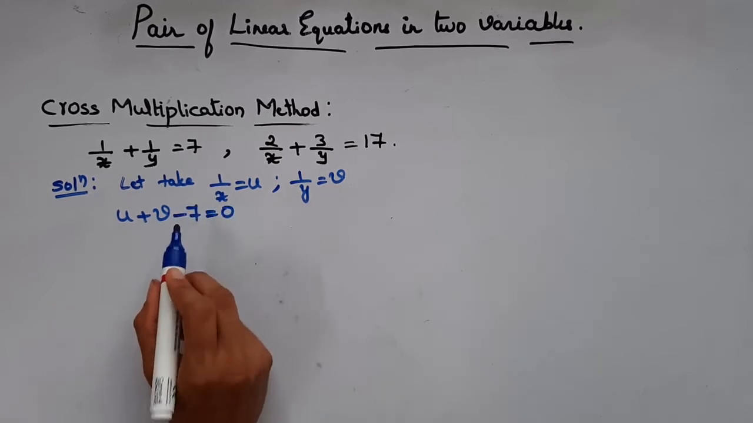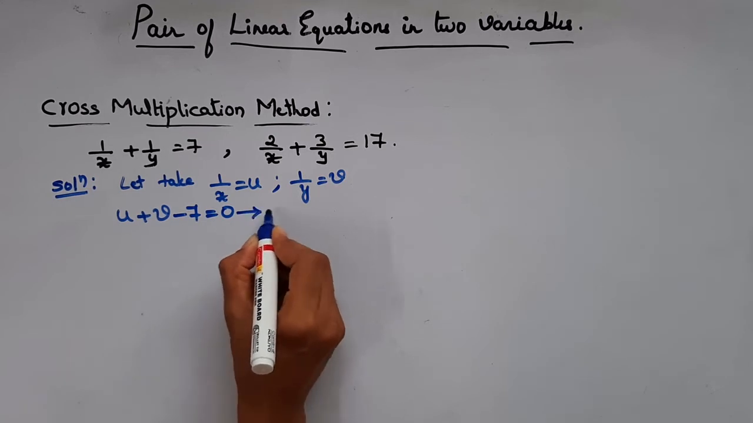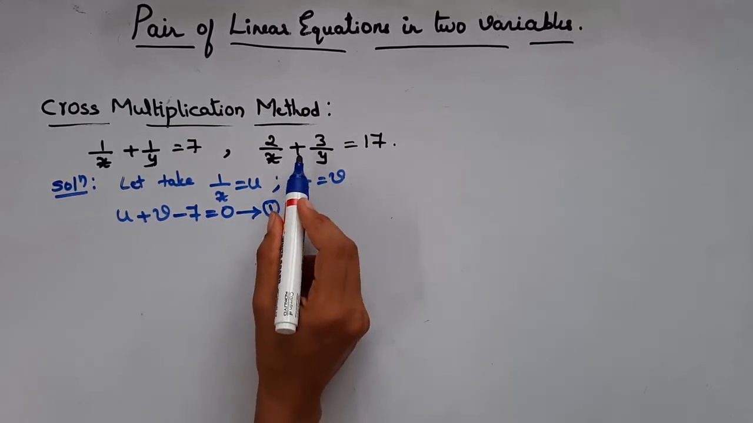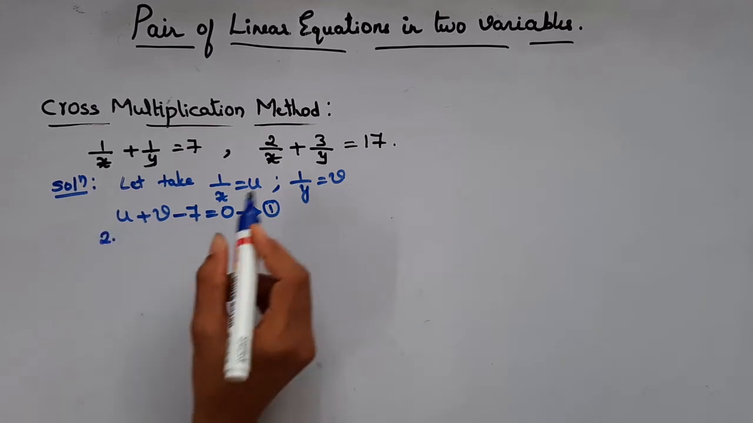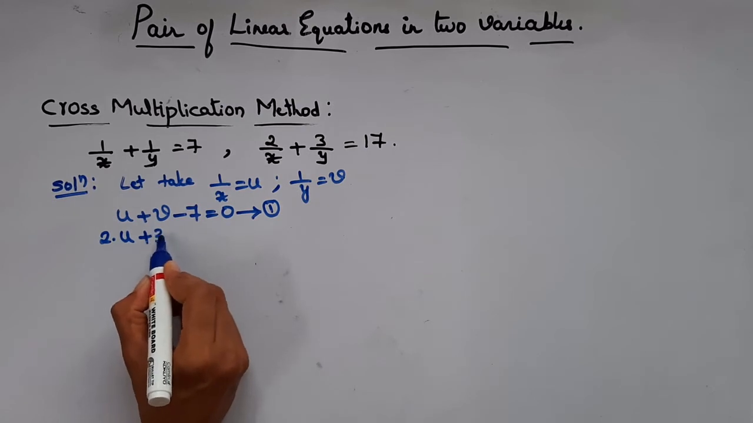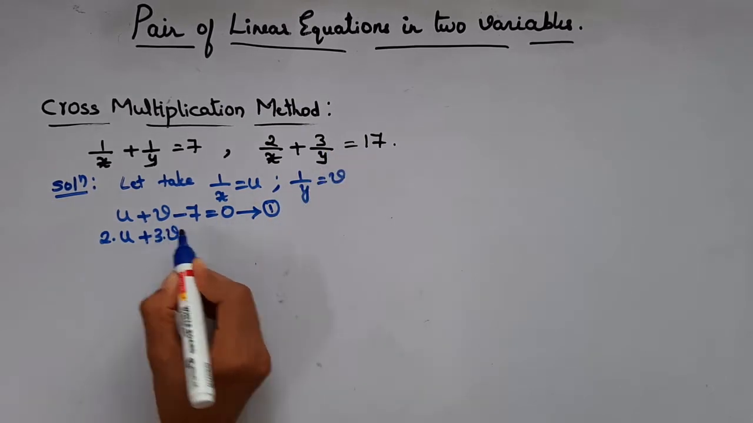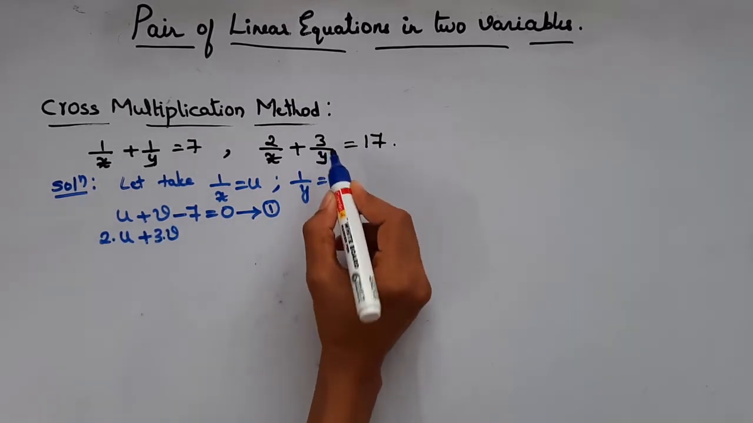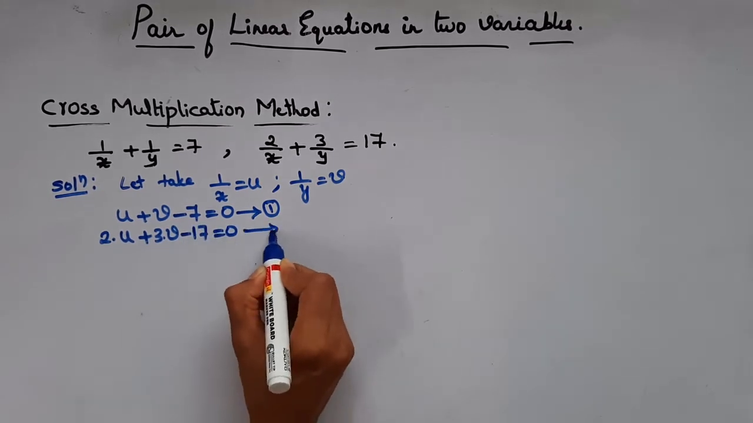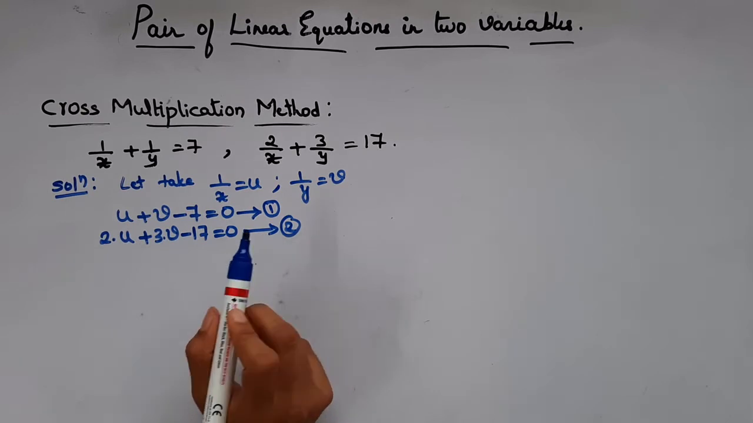Now this equation is in the standard form, right? Let's take this equation as 1. Our equation 2 will be 2 into 1 by x is u plus 3 into 1 by y is v. Now bring this 17 to the left hand side, that is minus 17, which is equal to 0, right? Now both the equations are in standard form.